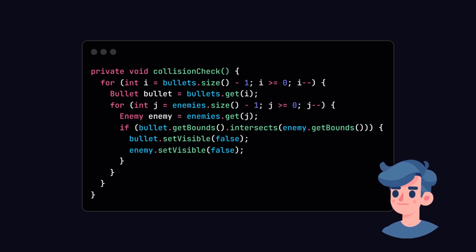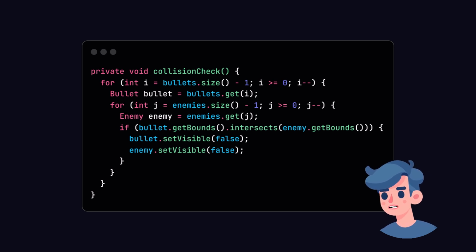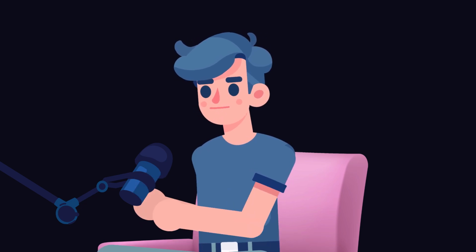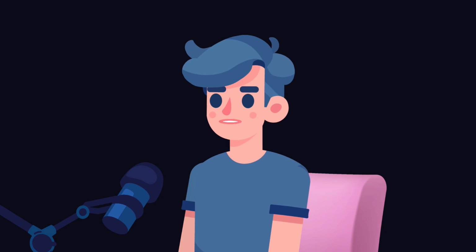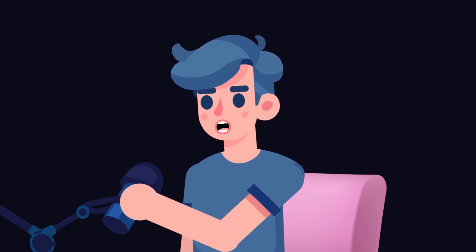The final step in our tutorial is implementing collision detection between bullets and enemies. We can create a collision check method inside game panel. In the collision check method, we iterate through the bullets and enemies, using the getBounds method to check for intersections. If a bullet hits an enemy, we set them both to not visible.